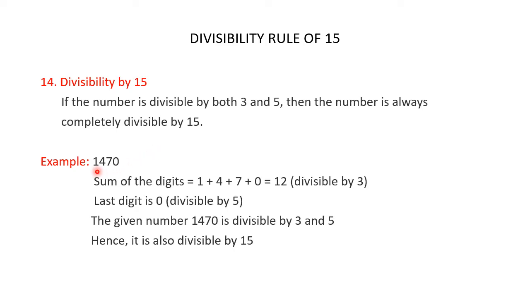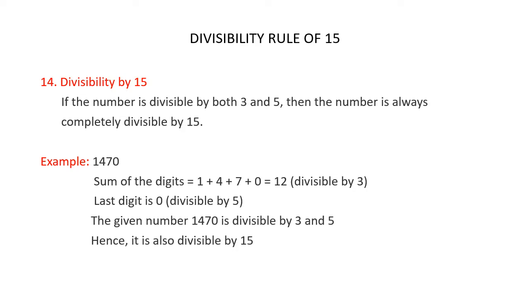Consider the number 1470. To know whether this number is divisible by 15, this number has to be divisible by both 3 and 5. So let's check first if this number 1470 is divisible by 3. To do that, you have to add all the digits in the number. So the sum of the digits is 1 plus 4 plus 7 plus 0, which is 12. 12 is divisible by 3. So the number 1470 is also divisible by 3.